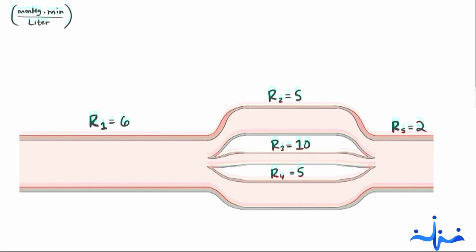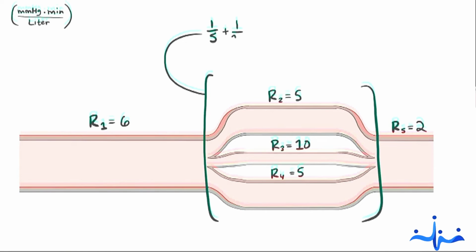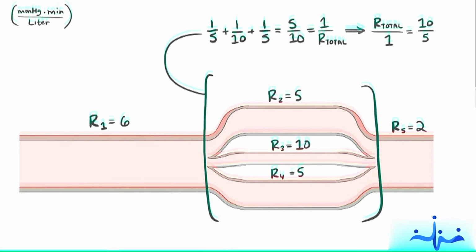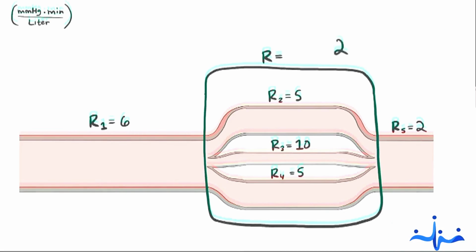To figure out the total resistance for this whole system, we need to break this down into 2 parts. And we're going to add up the parallel resistance of the 3 vessels in the middle first. So you've got 1 over 5 plus 1 over 10 plus 1 over 5, which is 2 over 10 plus 1 over 10 plus 2 over 10, which is 5 over 10. Which, remember, in the equation is equal to 1 over R total. So if we flip 1 over R total and also 5 over 10, we get R total equals 10 over 5, which equals 2. So this is the resistance of this chunk of parallel vessels. And this makes sense, because with parallel resistance, the total is always less than the resistance of any one component.